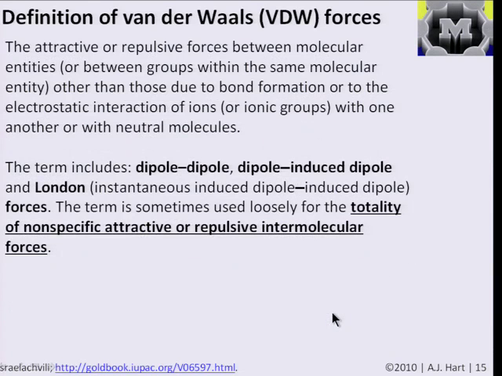And there are a whole bunch of different cases that are formally considered throughout this discussion of intermolecular and surface forces. And today we're going to talk about what are called van der Waals forces, which are defined formally as stated here. So what's said is that van der Waals forces are the attractive or repulsive forces between molecular entities, or between groups within the same molecular entity, that are not as a result of bond formation, or as a result of electrostatic interactions with one another or with neutral molecules. So basically, we don't consider bonding, we don't consider electrostatics, and we consider everything else together as what are called van der Waals forces.